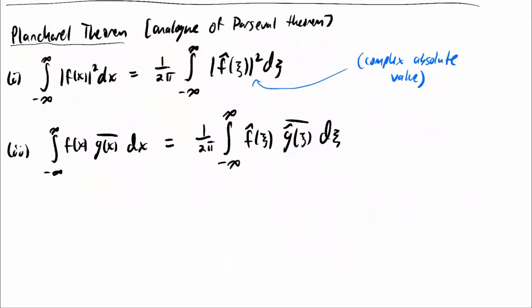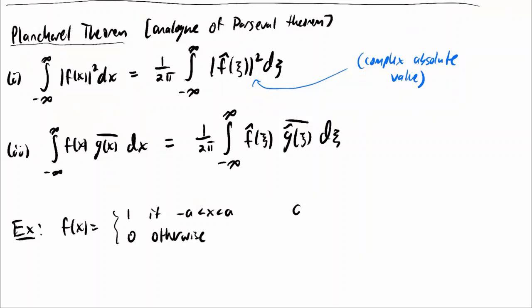Okay, and so maybe one quick example elaborating on what I said about how one might use this, and then we'll shift focus to talk about partial differential equations. As an example, let's suppose that f of x is equal to, say, 1 if x is between minus a and a, and 0 otherwise, where a is just some number that's bigger than 0.